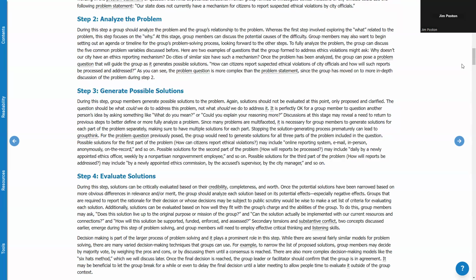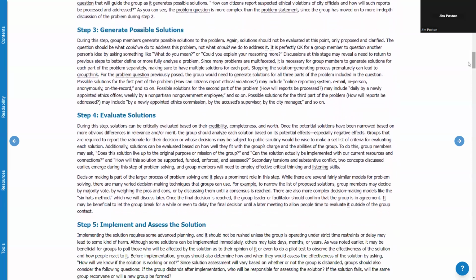Here are 2 examples of questions that the group formed to address ethics violations might ask. Why doesn't our city have an ethics reporting mechanism? Do cities of similar size have such a mechanism? Once the problem has been analyzed, the group can pose a problem question that will guide the group as it generates possible solutions. How can citizens report suspected ethical violations of city officials, and how will such reports be processed and addressed? As you can see, the problem question is more complex than the problem statement, since the group has moved on to more in-depth discussion of the problem during Step 2.